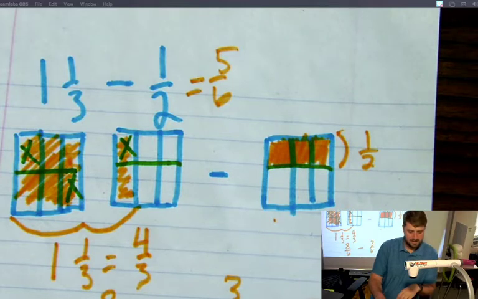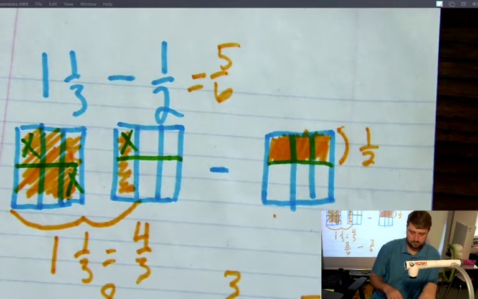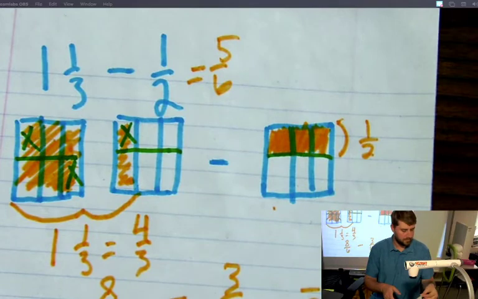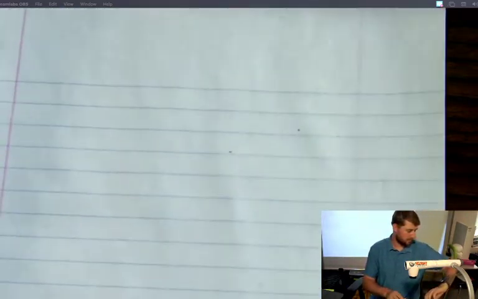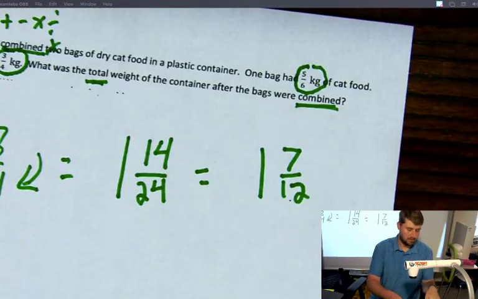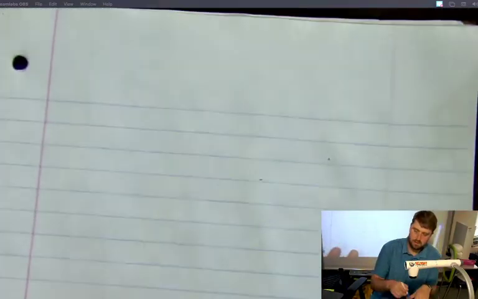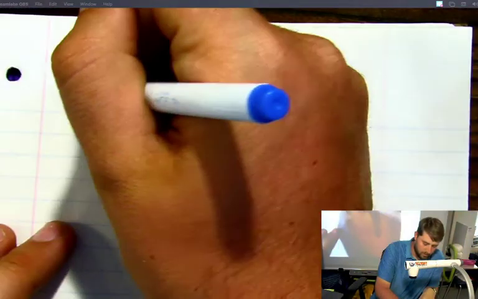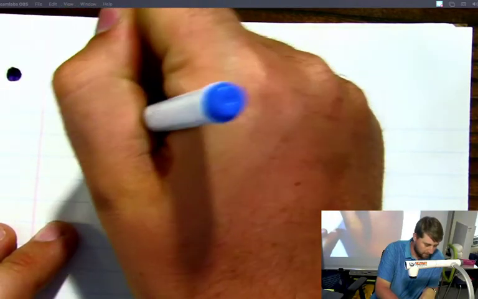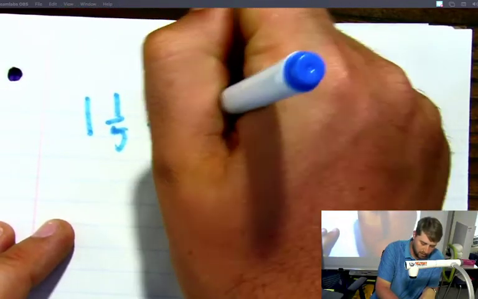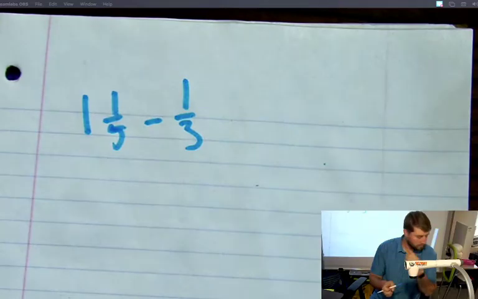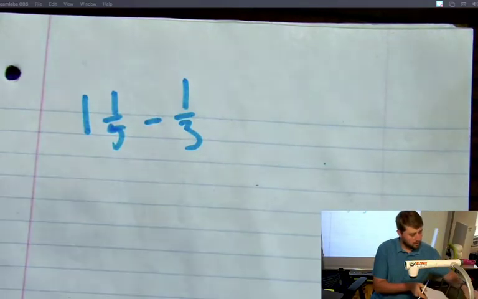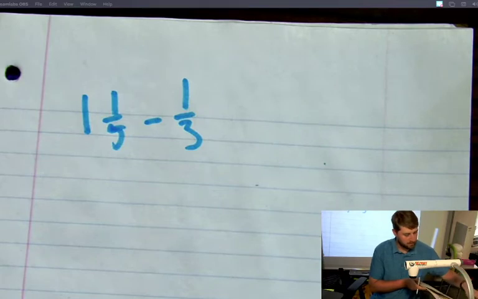Let's take on our next problem here. I'm going to flip our page, and we are going to take on 1 1/5 minus 1/3. We're going to take this one on a little differently than the last one, and then you can choose what method you like best for this.